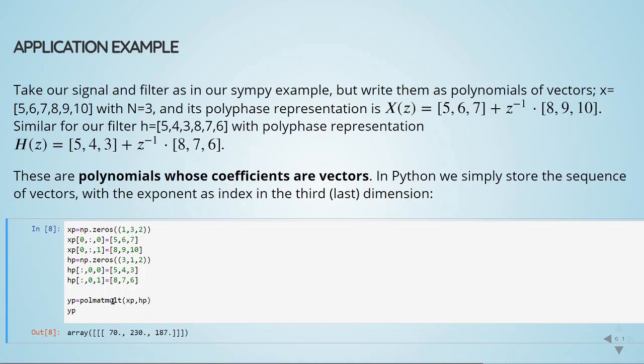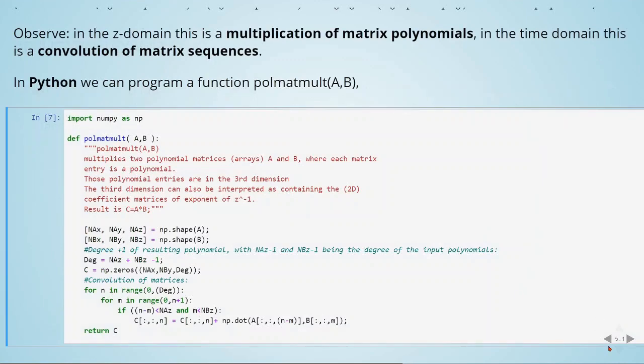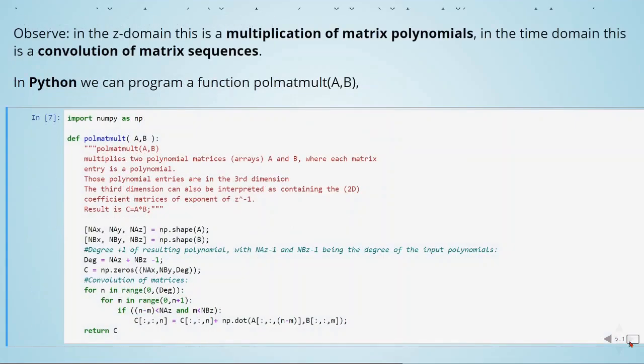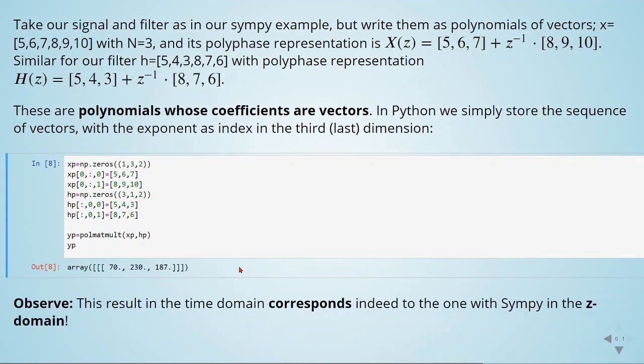And then we are multiplying these two. And what we have is 70, 230, 187. And if we look back, it is 70, 230, 187. And this is what we have here. Observe that this result in the time domain corresponds indeed to the one with SymPy in the z domain.